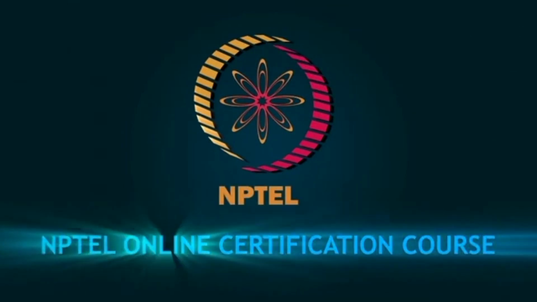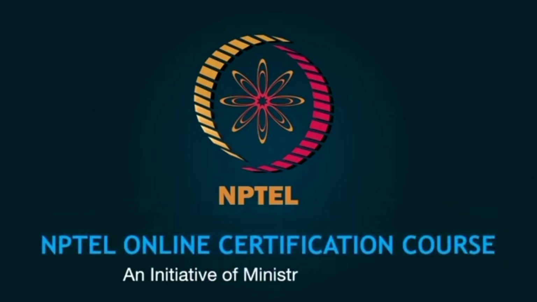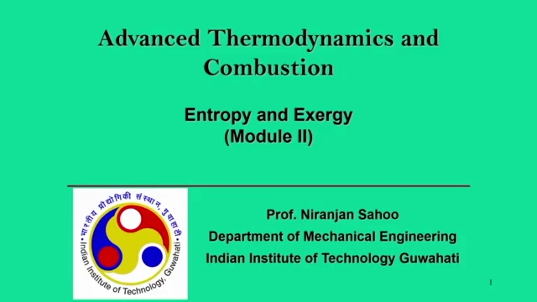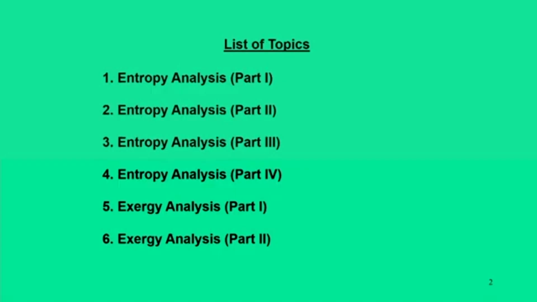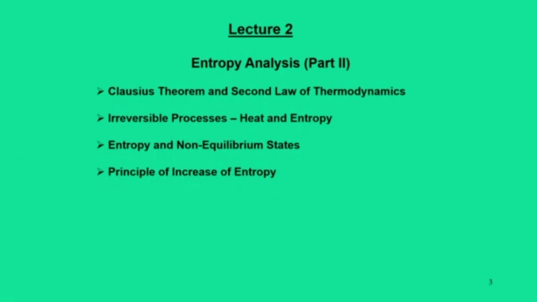Dear learners, Advanced Thermodynamics, we are in module 2, exergy. Second lecture, that is analysis, and in this lecture the first one is the theorem and the second law of thermodynamics. The next segment is heat and entropy, with reversible processes. The third segment is entropy for states, where we assume final states, and how do you calculate the increase in the law of entropy.